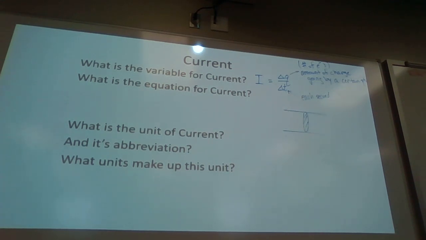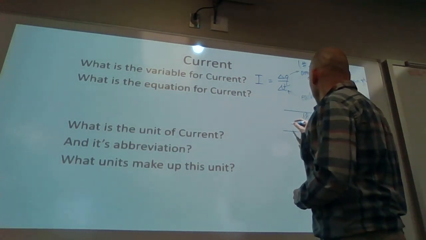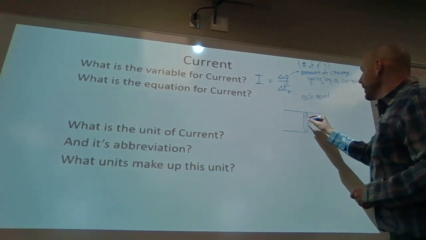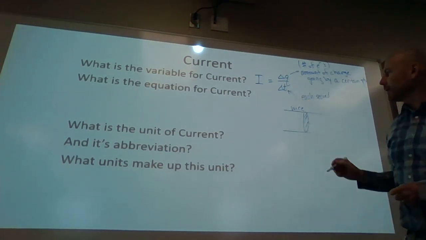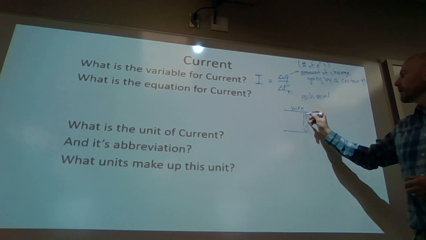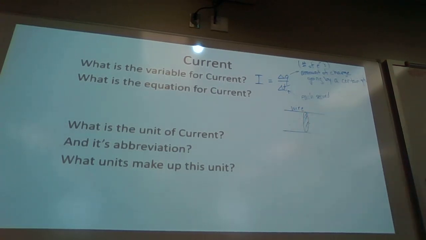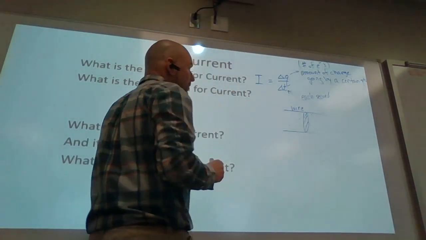All right. So what current looks at is this. It measures how many electrons go by a certain point. This is a wire, sorry. This is a wire. How many electrons go by this point every second. You right with that? Okay.